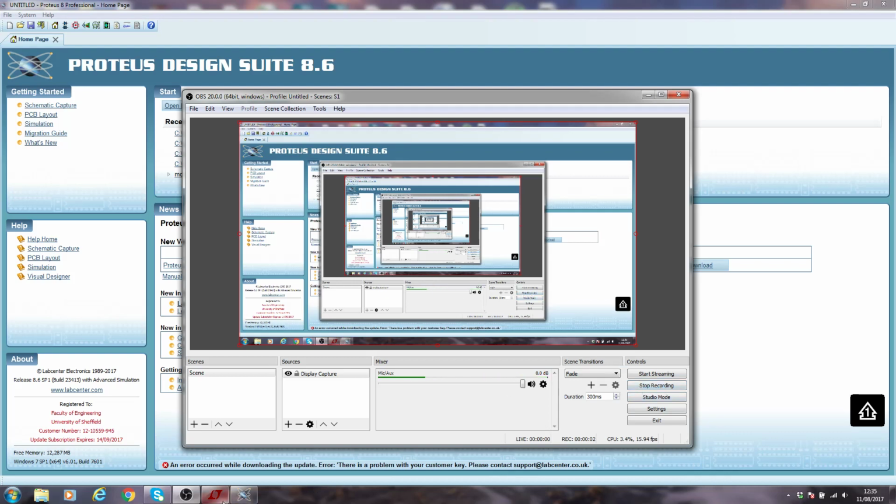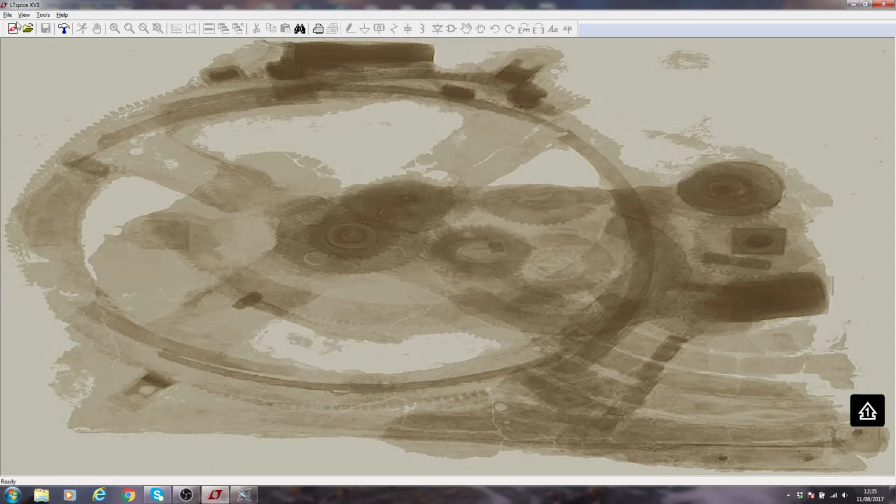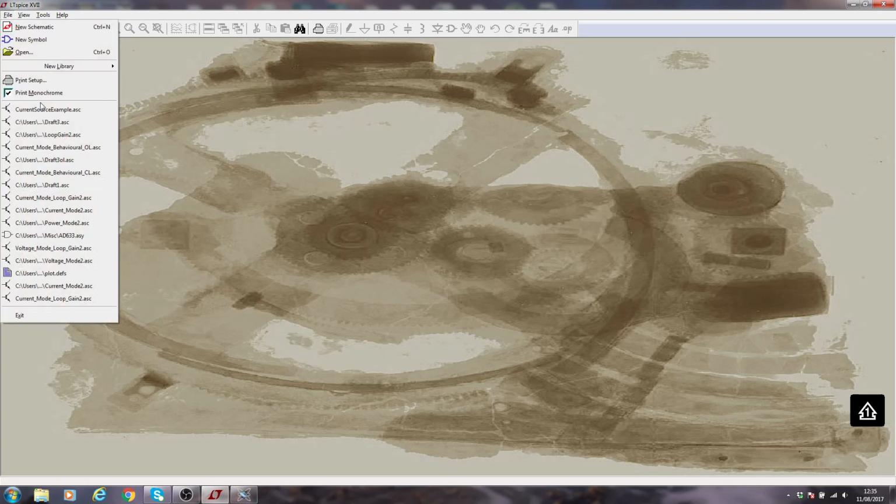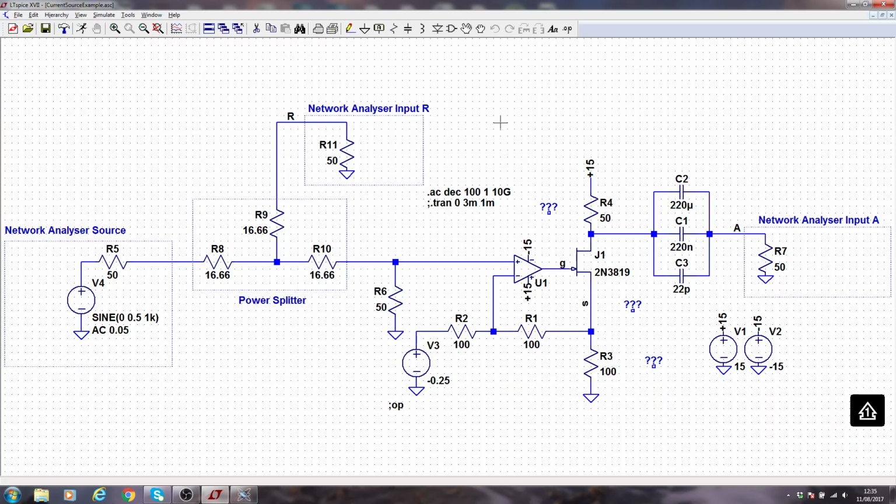Alrighty, so we're looking at some LTSpice, and I've got an example here already. This is a current source to test a transimpedance amplifier for some sort of optoelectronic detector application. So we have a network analyzer on the left, and it's got two inputs: input R at the top, which is R11, and input A, which is R7.